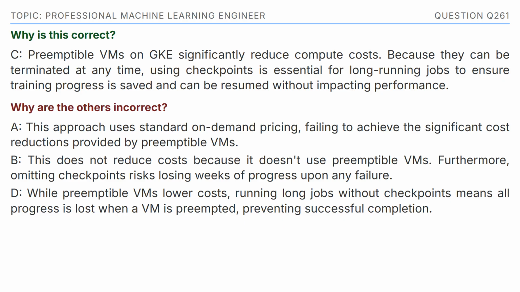Why are the others incorrect? A. This approach uses standard on-demand pricing, failing to achieve the significant cost reductions provided by preemptible VMs. B. This does not reduce costs because it doesn't use preemptible VMs. Furthermore, omitting checkpoints risks losing weeks of progress upon any failure. D. While preemptible VMs lower costs, running long jobs without checkpoints means all progress is lost when a VM is preempted, preventing successful completion.